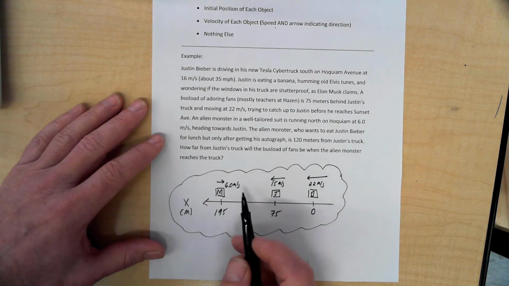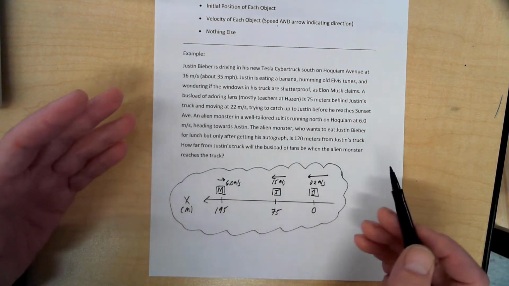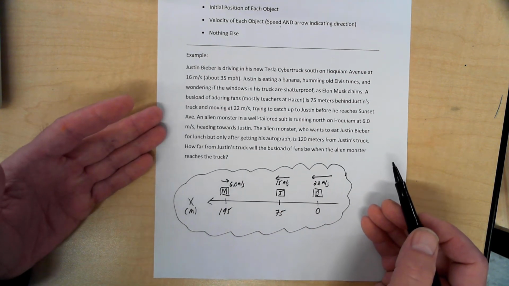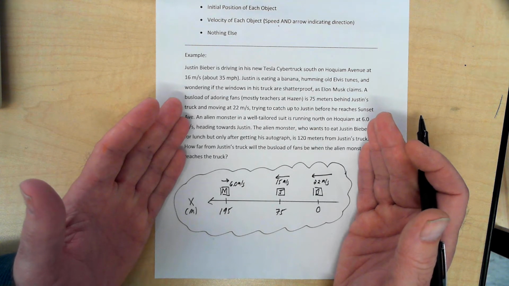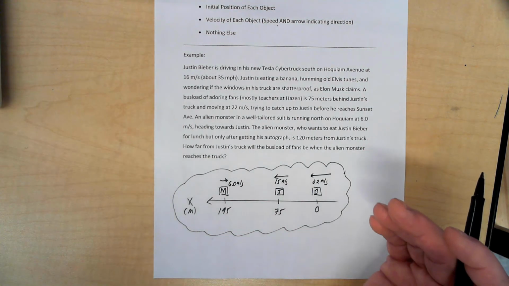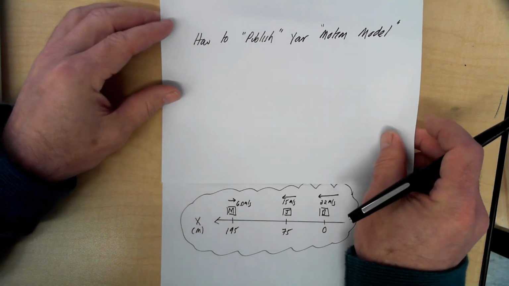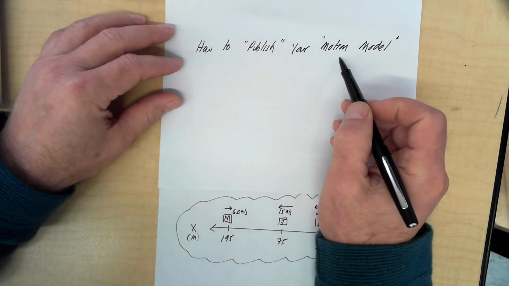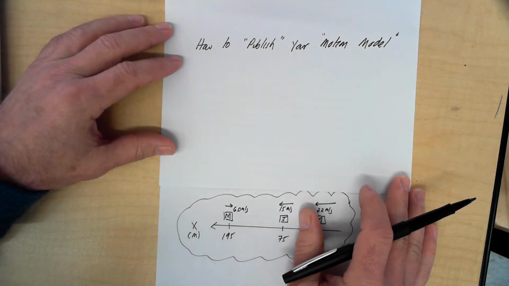At some point, we're actually going to want to deal with the question. We want to actually answer the question presented in a particular scenario. Now, we've already talked about how to make the meaningful sketch. Now it's time to publish your motion model. What do I mean by that? Let's talk about that, because it's the motion model that's actually going to answer the question for you.